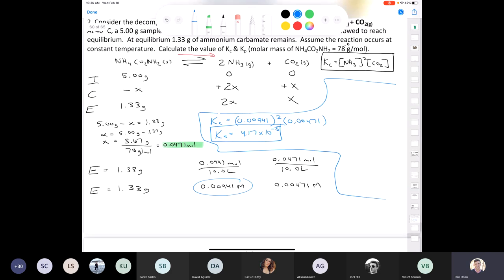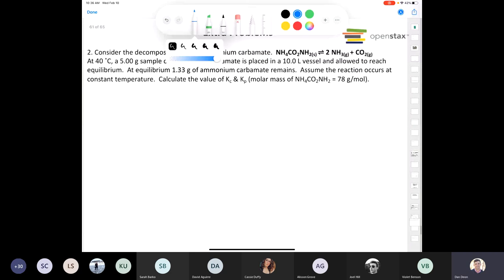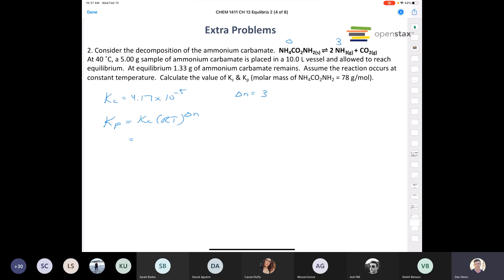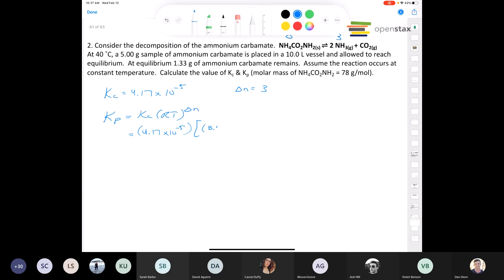And to solve for the Kp, so I've got my Kc, so Kc is equal to 4.17 times 10 to the negative 5. So my Kp is going to be equal to Kc times RT to the delta n. My delta n is equal to 3, right? I have 3 moles of gas and I have 0 over here. So I get that my Kp is equal to 4.17 times 10 to the negative 5 times 8.314 times my temperature. It's 40 degrees Celsius. So 40 plus 273, so that's 313 Kelvin. So 313 all to the power of 3.